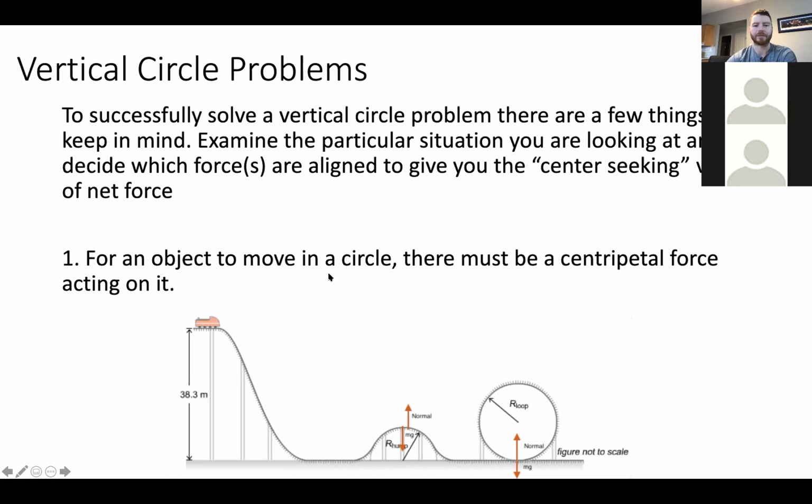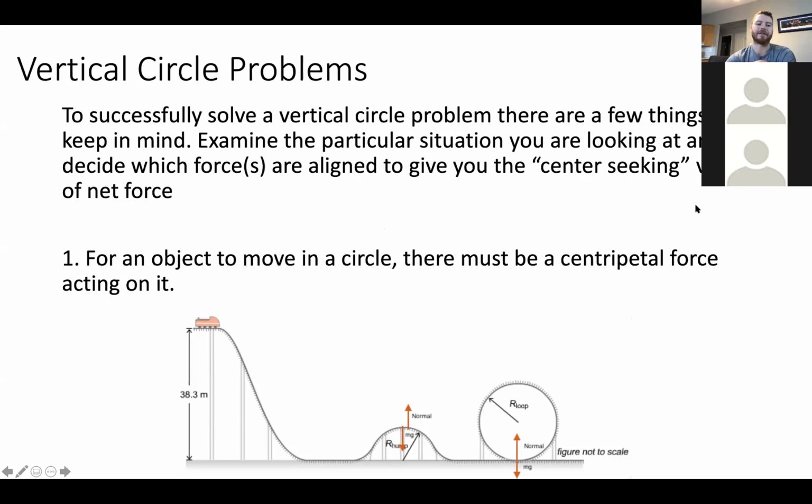So we're going to look at this particular roller coaster here, and we will say, as this cart moves through, it's going to be experiencing some forces, of course. At the bottom of the track, we're going to have the force of gravity acting down and the normal force acting up. So in this case, the normal force would be responsible for the centripetal force, okay?